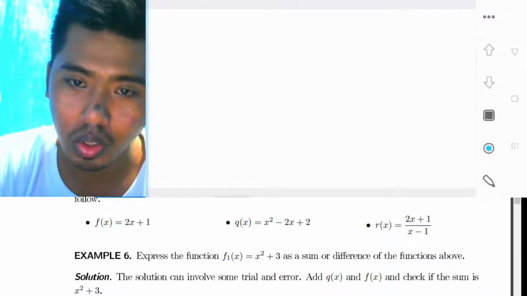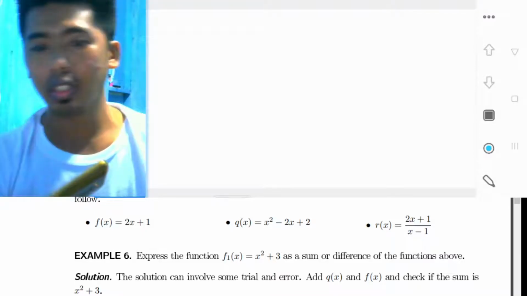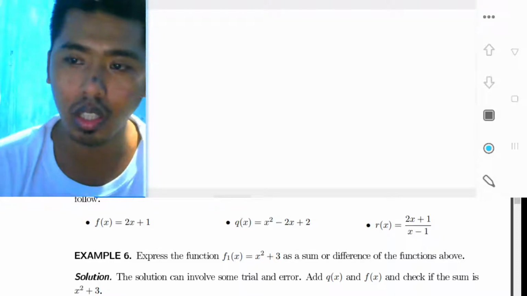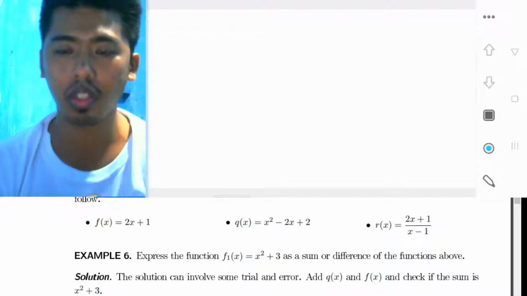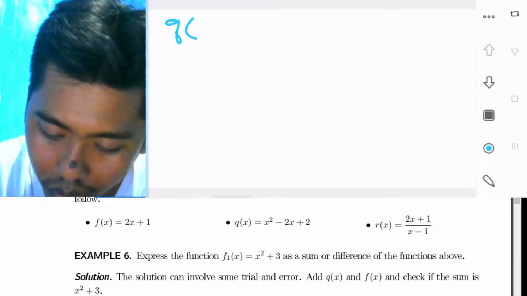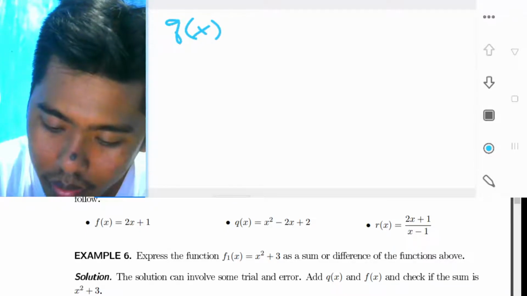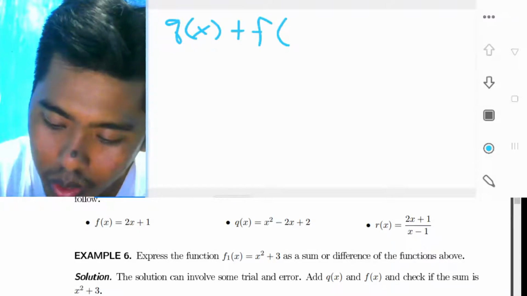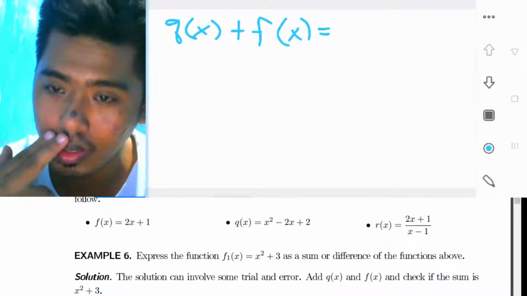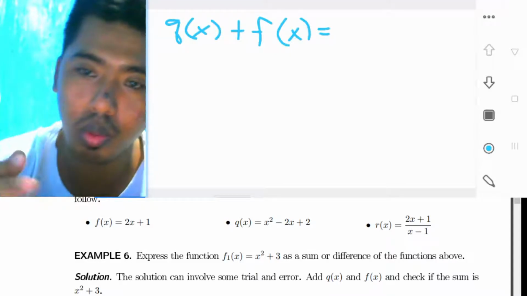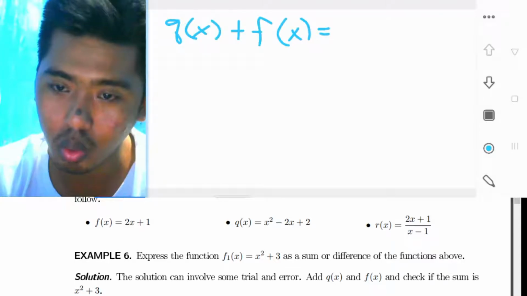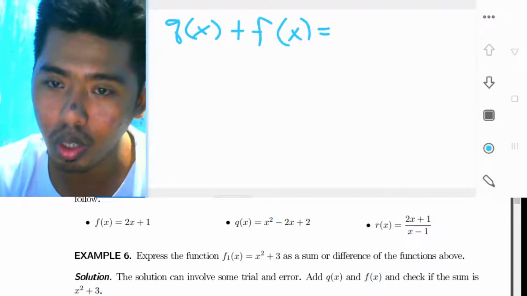Okay, so the solution can involve some trial and error with q of x and f of x, and check if the sum is x squared plus 3. So we have q of x plus f of x. Let's check the sum of these two functions, if it will equal x squared plus 3, the f sub 1 of x.